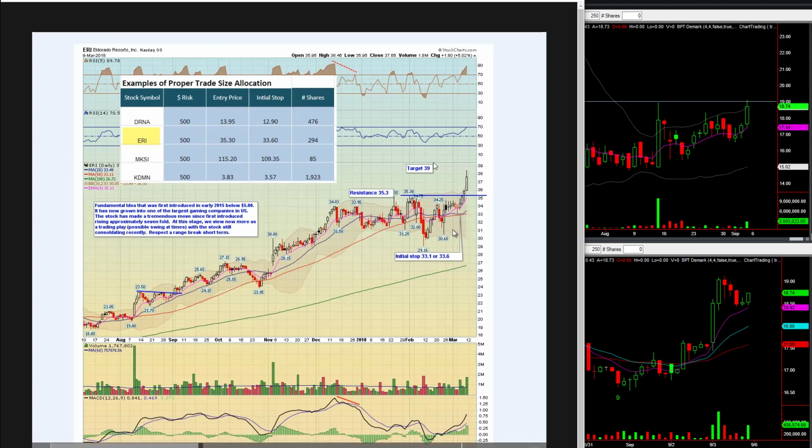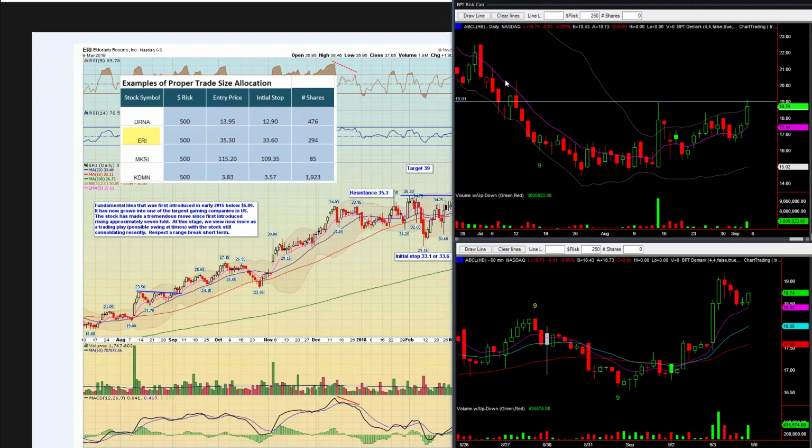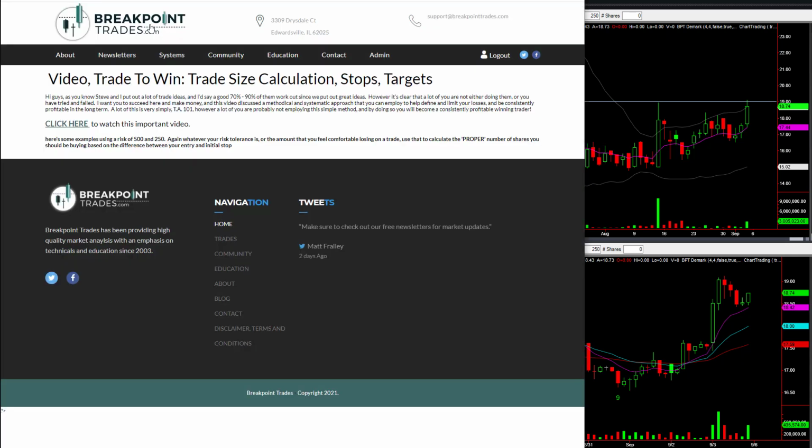Okay, so this is a very methodical method that will allow you to be a profitable trader if you employ it. Again, what I've developed here is a method to easily do this in Tradestation, and we'll go over that. But let's go back to the website and we'll look at a couple examples and show you some new additions that I've made to this tool.